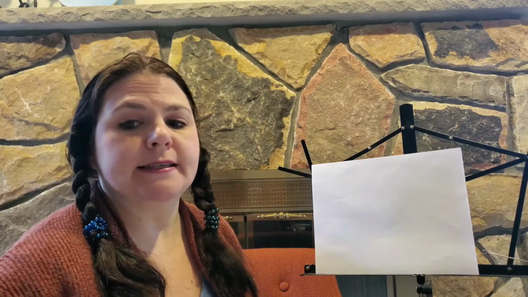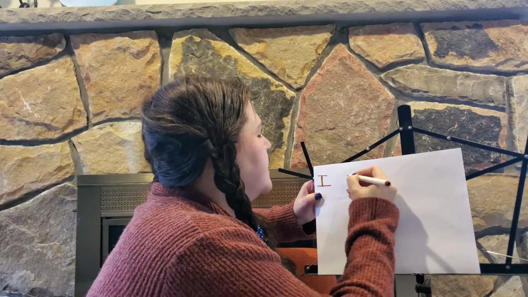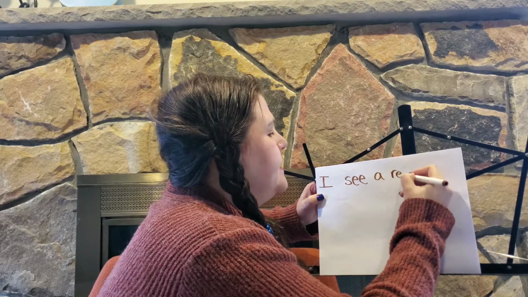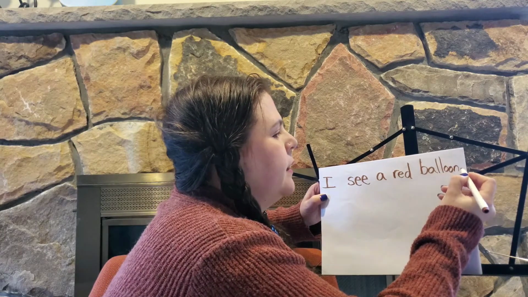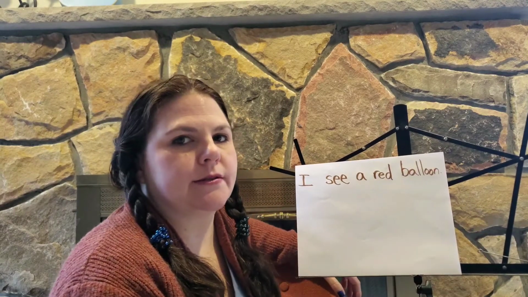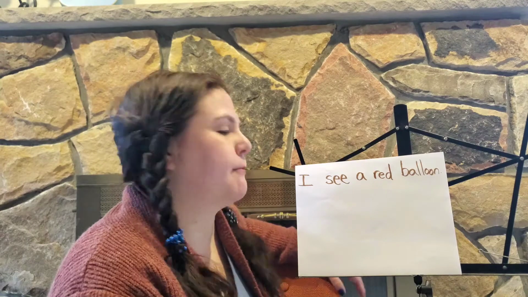Then I'm going to think about, what do I see in the room that's red? I remember I see a red balloon over there. So I'm going to do I see a red balloon. This is your book. So think about what you've seen before or you see that's red. So I'm going to write I see a red balloon. Think of all the sounds yourself. Stretch it out by yourself. Just try your best. Don't ask your grown-up. You have to think, I have like snake. I'm going to write an S.